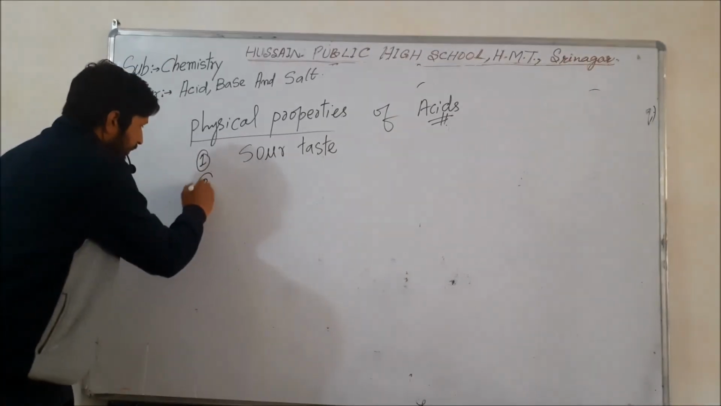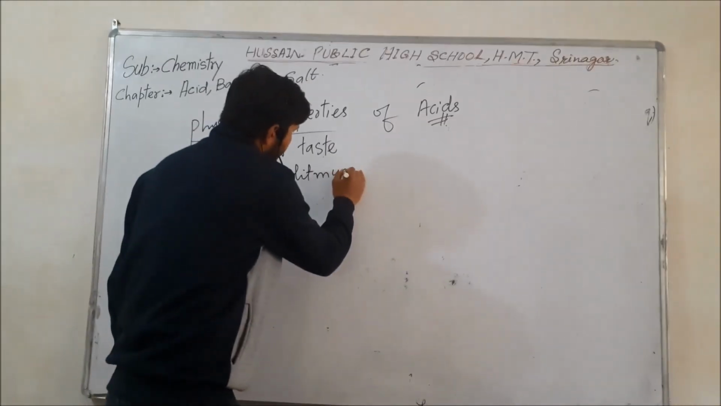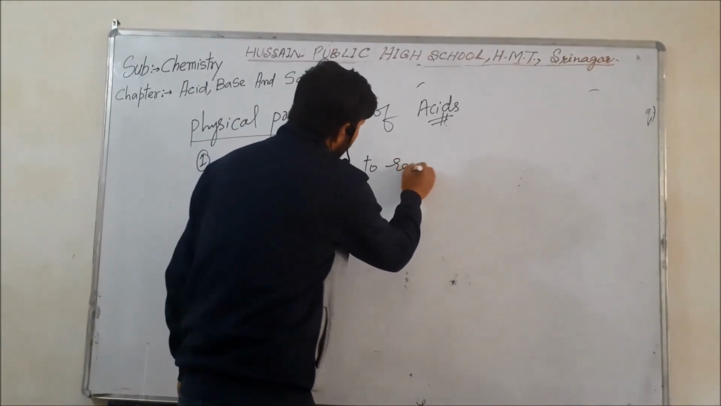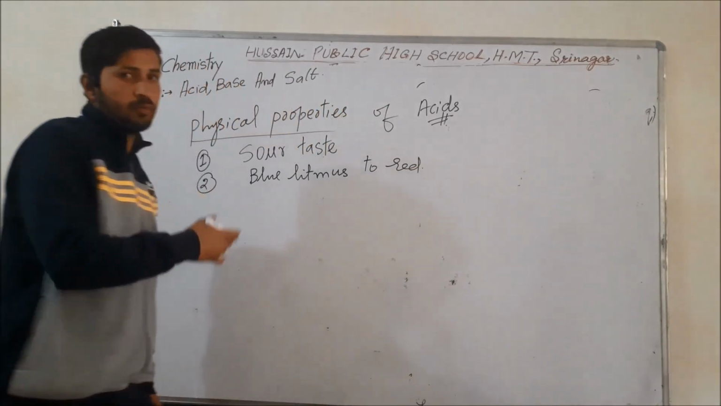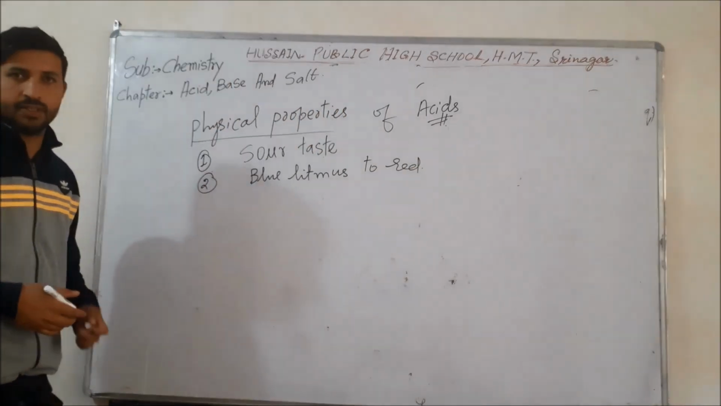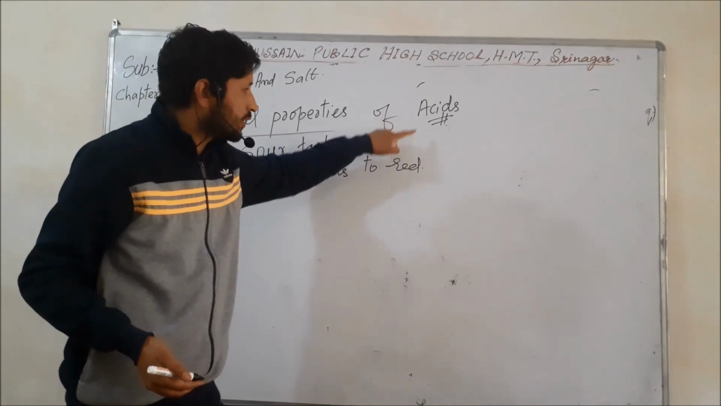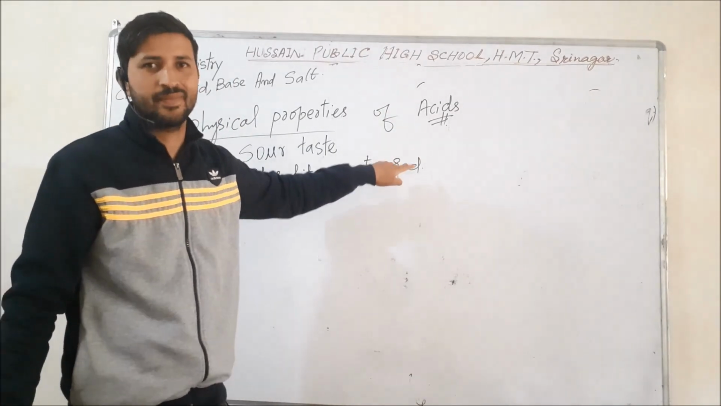Second point is, acids turn blue litmus to red. This is one of the most important properties of acids. Acids, red, danger. Remember this.